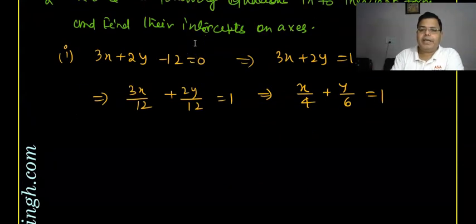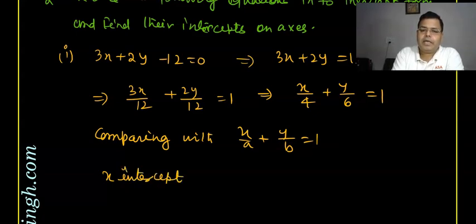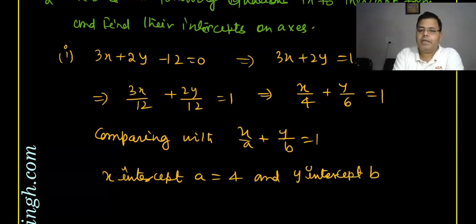Now comparing with x by a plus y by b is equal to 1, we have x-intercept a is 4, and y-intercept b is equal to 6. That will be the answer.